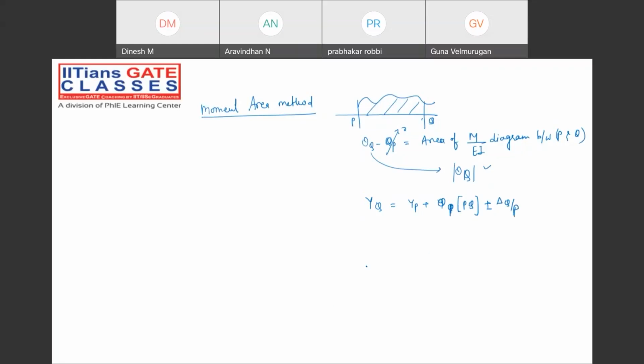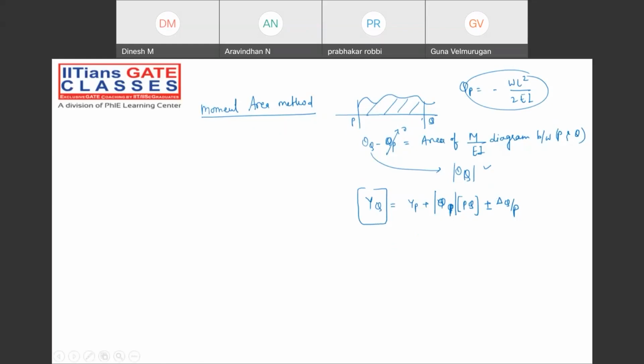Suppose theta P is not 0, and suppose you are getting theta P as something like minus WL square divided by 2A. Put it with the positive sign, put the mod, and then calculate the deflection at point Q. That's it. Always use this particular formula when only magnitudes are involved.